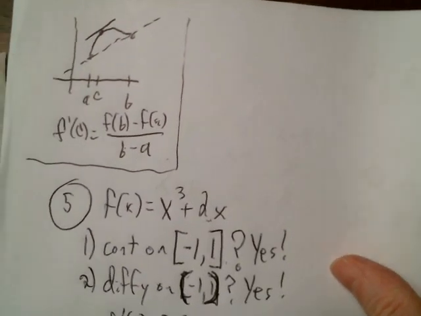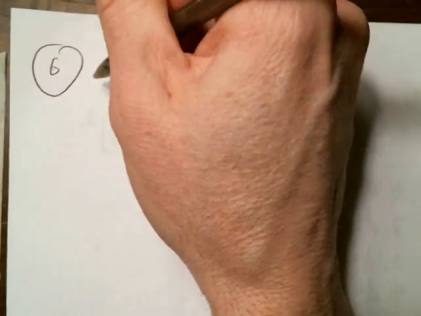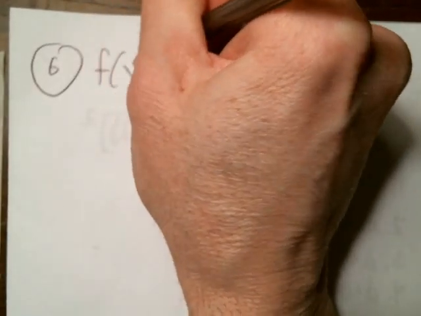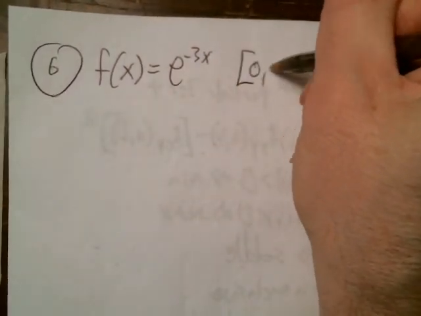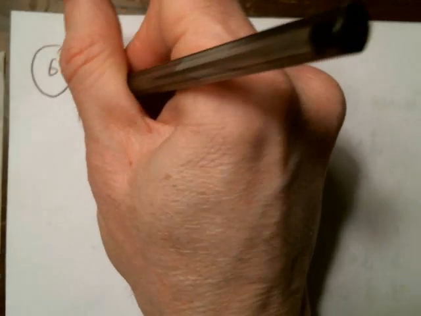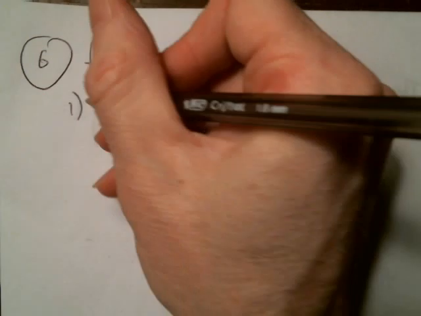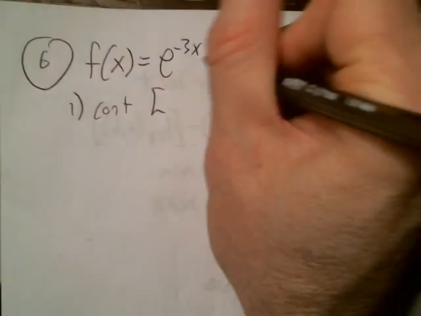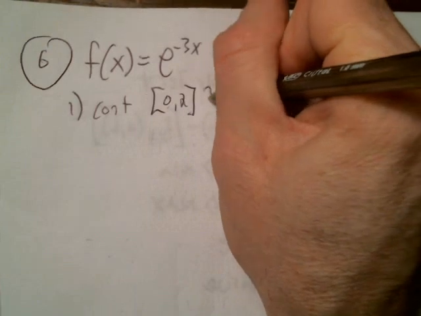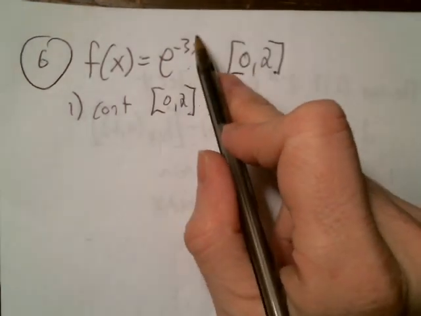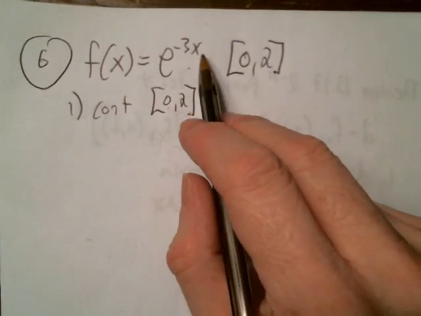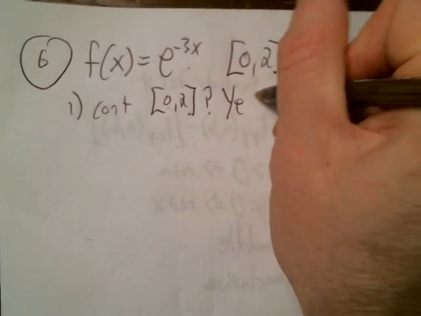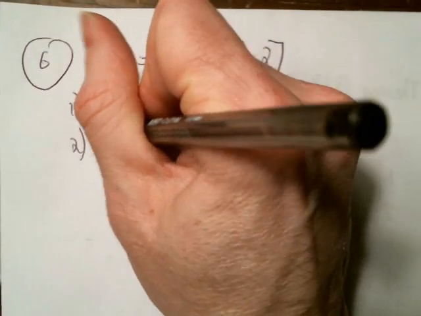Right, so let's do another one. This is number 6 on the test. We're doing the same kind of problem, a different function. F of x is e to the negative 3x on the interval from 0 to 2. First off, I need to make sure it's continuous on the closed interval. These are continuous everywhere. There's nothing I could put into the exponent that would screw it up. I put 0 in there, I put -1, fractions, it all works. So yes, this thing is continuous. Secondly, is it differentiable?